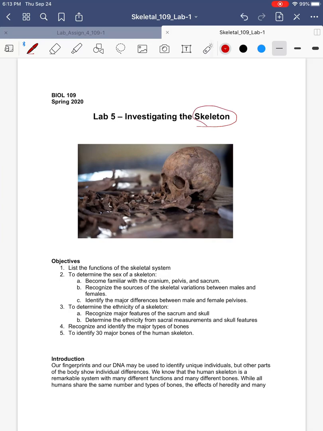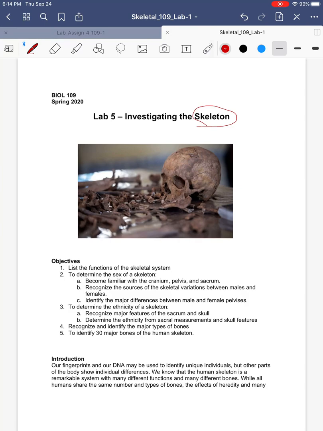All about the bones. So in addition to learning some of the names of the major bones, to make it a more fun lab, I know you probably don't think lab is fun, but to make it a little more interesting, we've put together a lab where you get to investigate some of the bones to determine a bone's gender and ethnicity. All right, so I'm going to let you go through the lab.